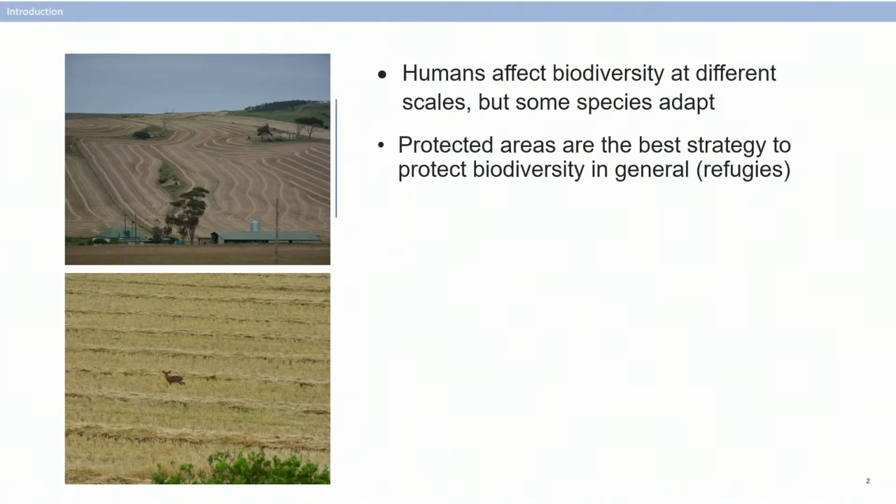As you know, humans have affected biodiversity in many different ways, at fine scale, at large scale, directly and indirectly. However, some animals have managed to adapt to some anthropogenic landscapes. Actually, some of these animals thrive in urban environments, for example. However, despite this tolerance, we know that protected areas are the main tool to protect biodiversity. This is the main refuge for biodiversity, and there's no doubt.